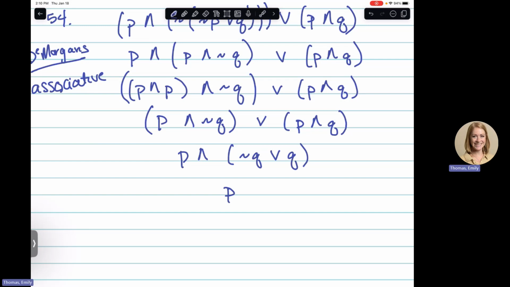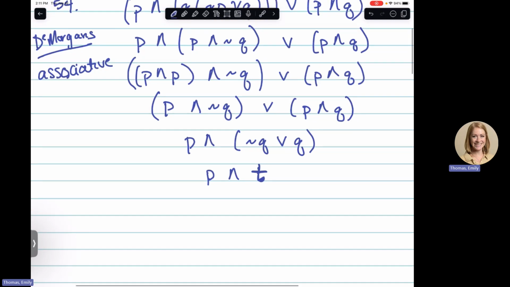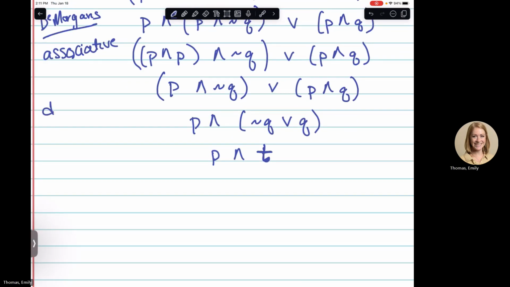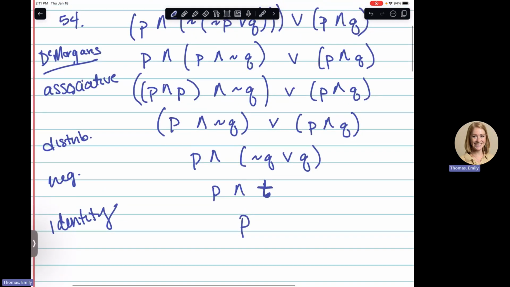How about not Q or Q? That's always true. What's that rule called? Negation and then just P. Identity. The table, yeah, has the names on them, right? Yeah. Okay.